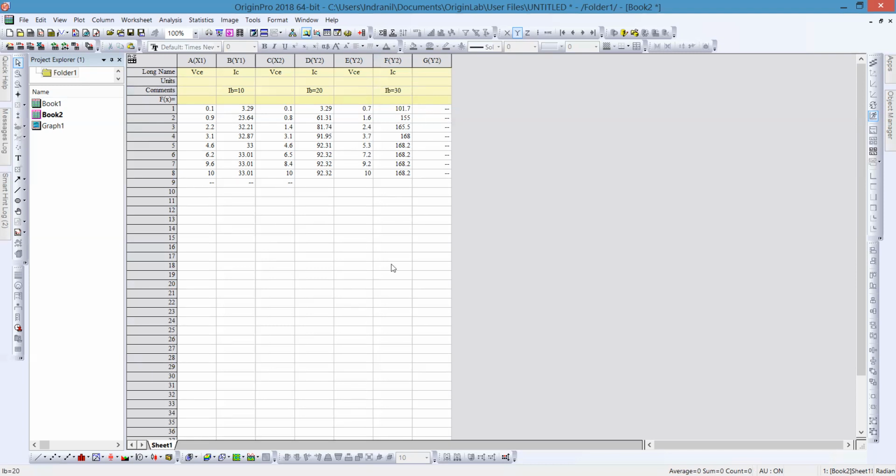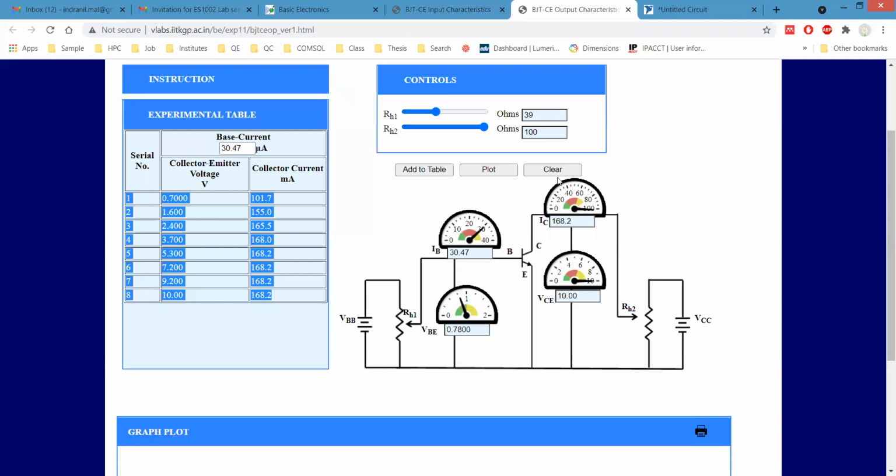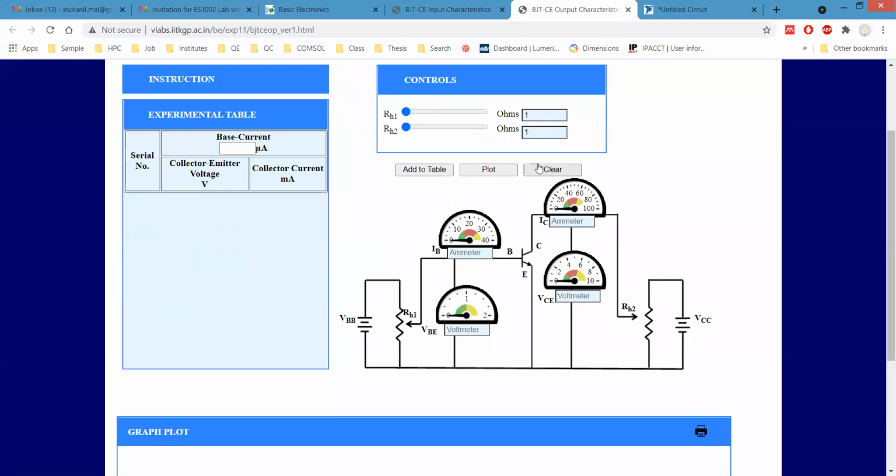Okay, so now let's have data for another set. I think that will be the final set. Clear. 40. Okay, no, make it maximum. Or something 174 microamps. No, that will not be a good case. So let's have some 100 microamps. Okay.